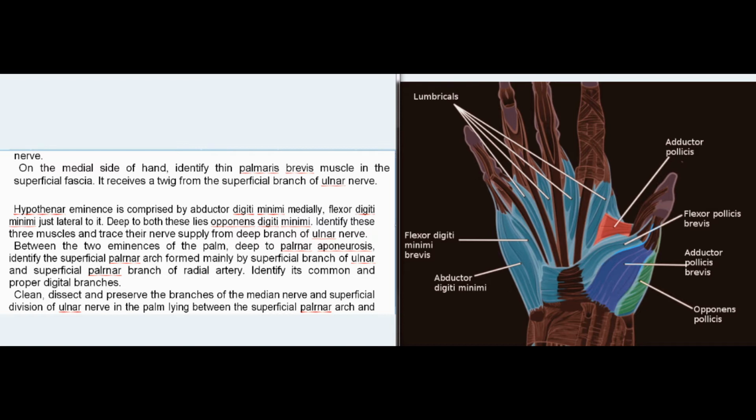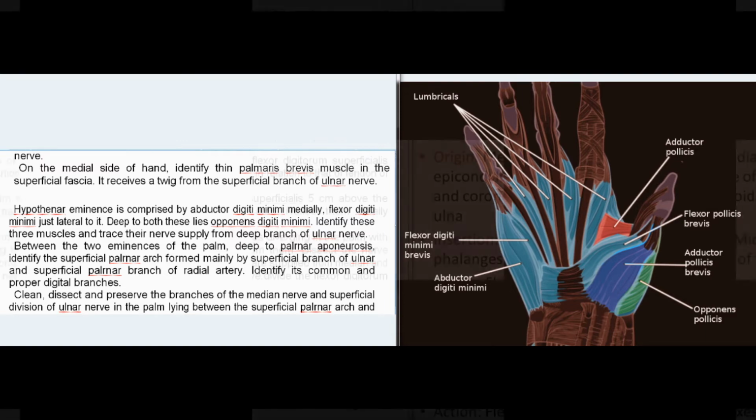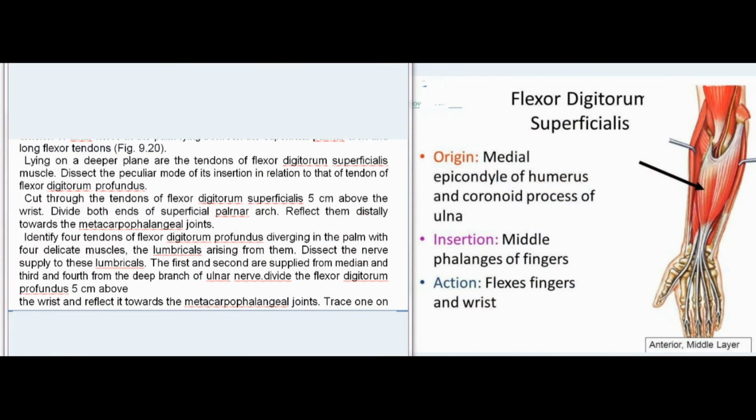Clean, dissect and preserve the branches of the median nerve and superficial division of ulnar nerve in the palm lying between the superficial palmar arch and long flexor tendons, Fig 9.20. Lying on a deeper plane are the tendons of flexor digitorum superficialis muscle. Dissect the peculiar mode of its insertion in relation to that of tendon of flexor digitorum profundus. Cut through the tendons of flexor digitorum superficialis 5 cm above the wrist. Divide both ends of superficial palmar arch, reflect them distally towards the metacarpophalangeal joints.